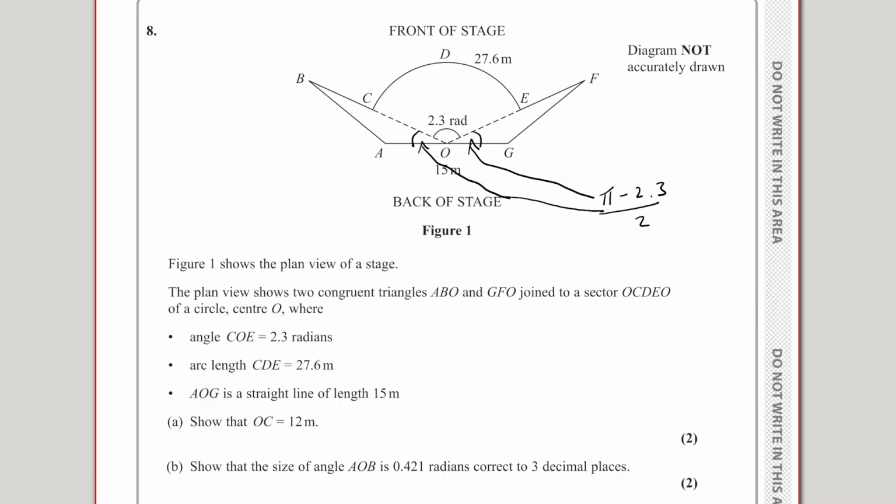Arc length CDE is 27.6. AOG is a straight line of 15. So again, because they're congruent, it's going to be 7.5 meters on both sides. Show that O to C is 12. So that's the radius. So our radius is O to C. So show that it's 12.